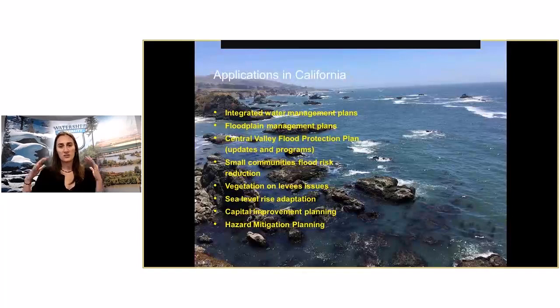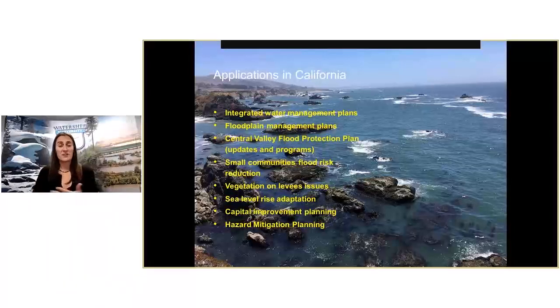And there are a number of applications. We just showed you a very large scale application of identifying priorities, but we can also use risk analysis to support decisions or prioritization around integrated water management planning efforts in California, floodplain management plans, and land use management below dams. Risk analysis could be used to support Central Valley flood protection planning and a number of its programs. It could support small communities' flood risk reduction. It can also help us address the vegetation on levees issues.